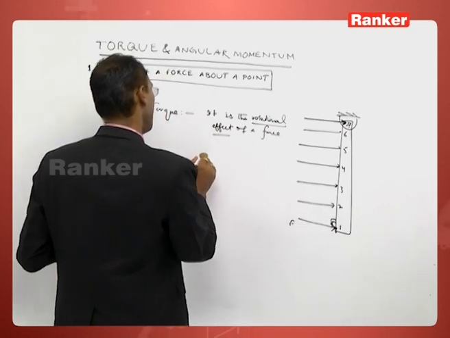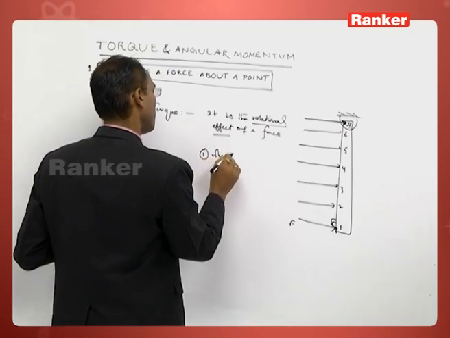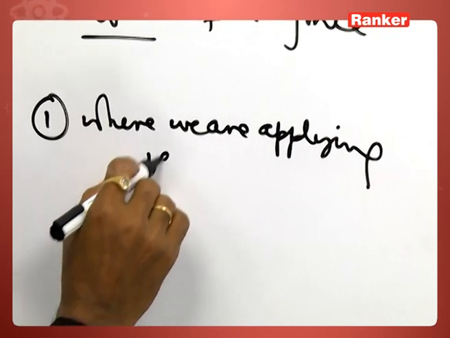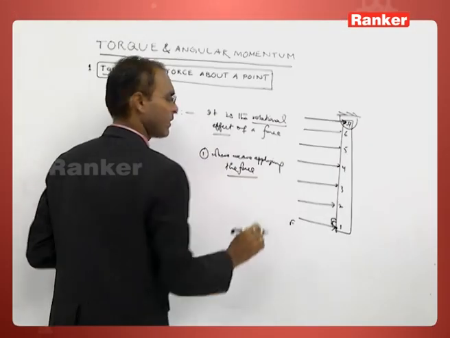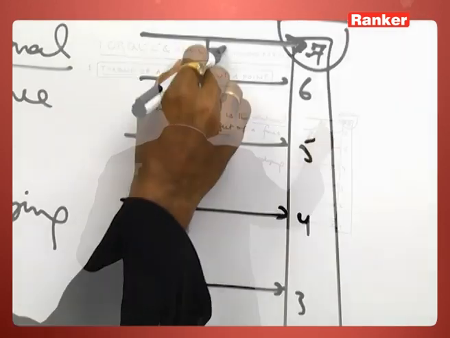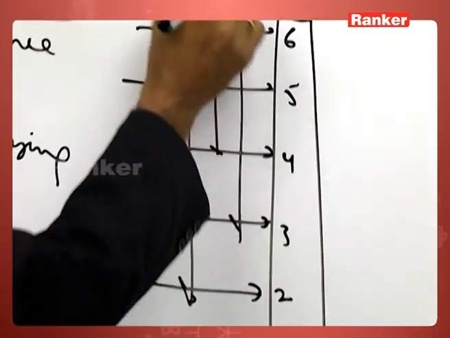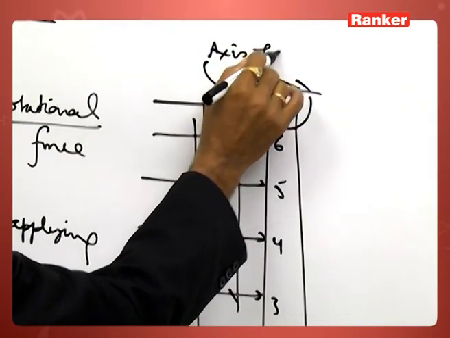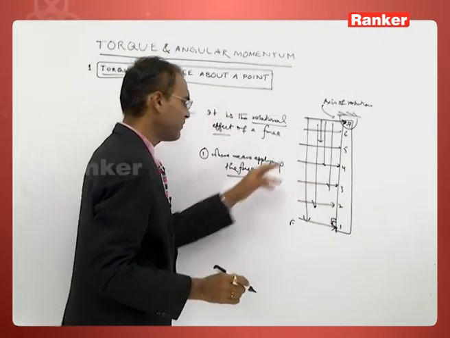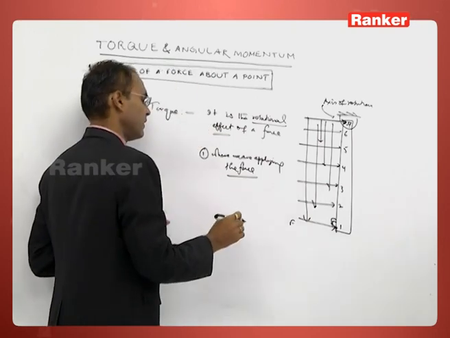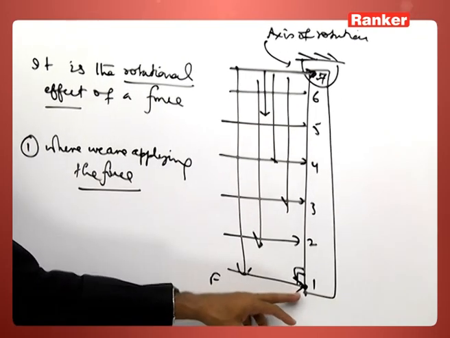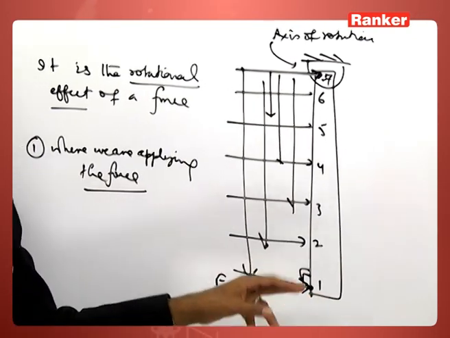So where we are applying the force, this is important. And we can understand that when you are applying the force further from the axis of rotation, when you apply the force at the further points, you can rotate the object more and more easily. So the furthest point at the end of the rod, when you apply this force, most easily you can rotate it.